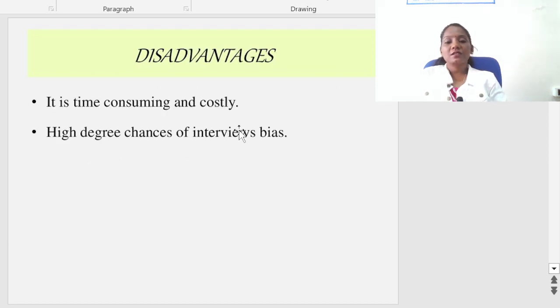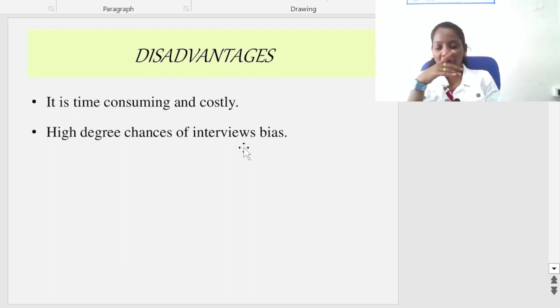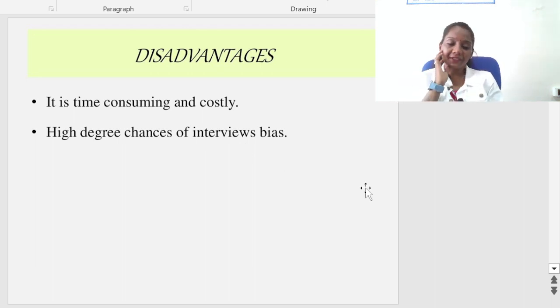And the disadvantages are that it is time consuming and costly, and there is a high degree of chance of interview bias, because if the interviewer is our madam or some relative or something like that, in such cases they may not share complete information. So that is the major drawback. It is time consuming, and it requires some preparations like a separate room and all. Definitely the interview can have more bias because of fear, or because they want to show that they are good. In those cases they behave very smartly and they cannot give proper answers. So this is about the interview method.